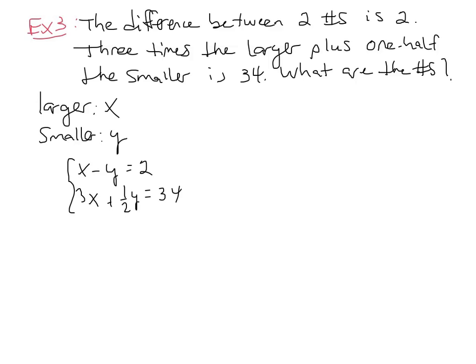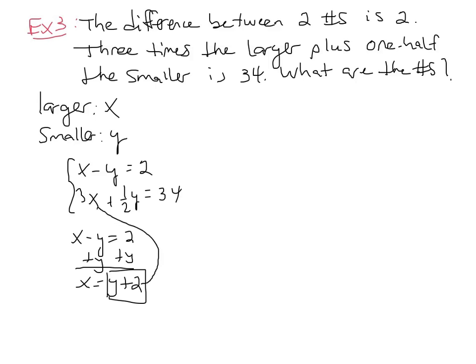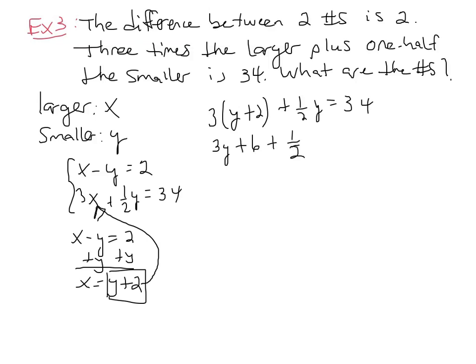And now we'll solve this system using substitution. I will solve the first equation for x, and I will do so by adding y to both sides. And then I will substitute this value in for x in the second equation. So 3 times y plus 2 plus 1/2 y equals 34. Let's distribute: 3y plus 6 plus 1/2 y equals 34.